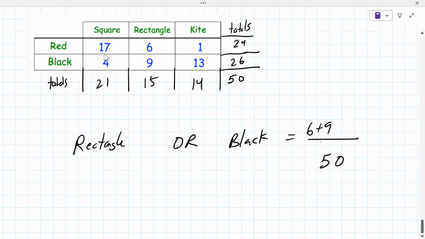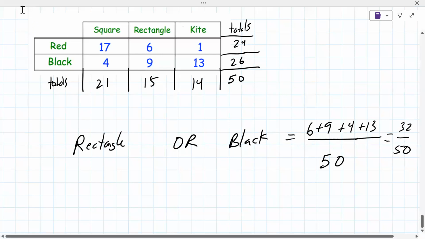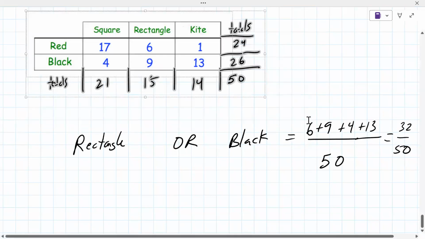6 plus 9, and then black, there's 4 plus 9 plus 13, but you already counted that 9, so you don't count that one again. So then I just count the other 2 numbers. Yes, or however many cells you can imagine there. 2 cells. So 15. Okay, so then 15 plus 4 is 19, plus 13 is 32 over 50, which is 16 over 25. Yep. All right. So maybe try one on your own here.